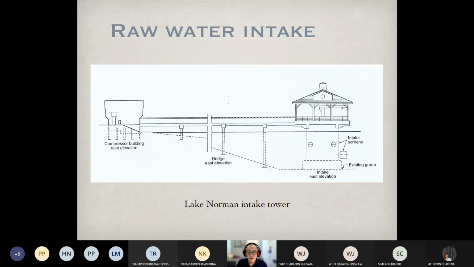This is also a tower intake located in the lake. The intake structure is located in the water, and there are pumping facilities inside. The pumps draw water from the lake and send it to the other treatment facilities. Here they use a compressor building to keep the water before sending it to the water treatment plant.